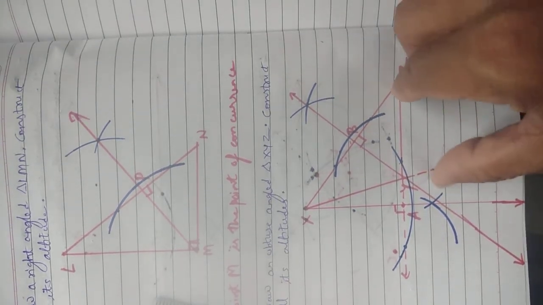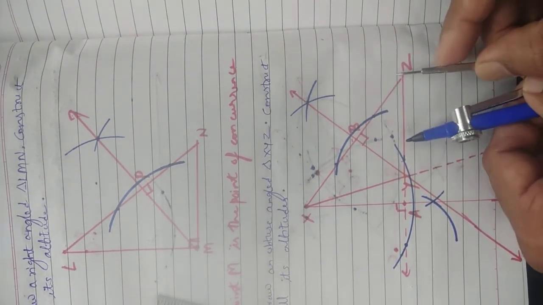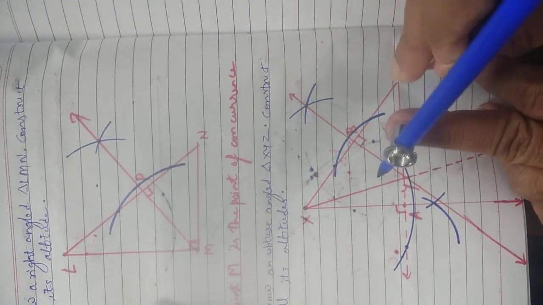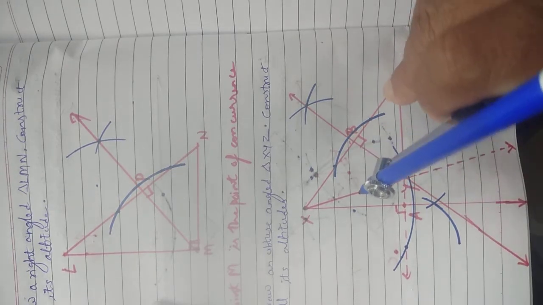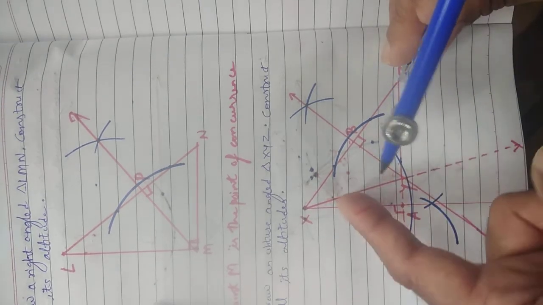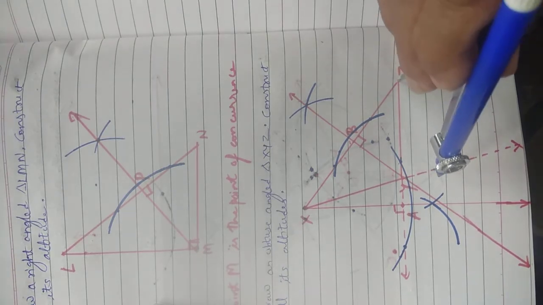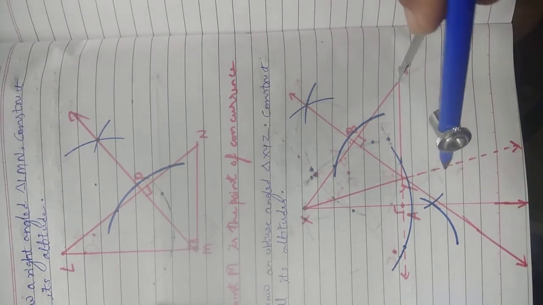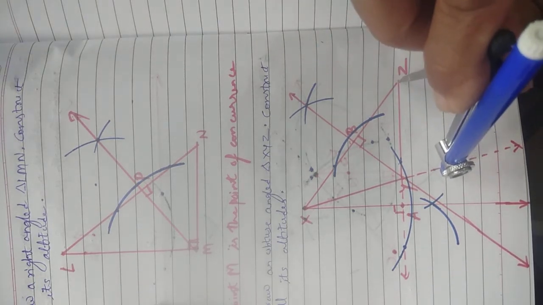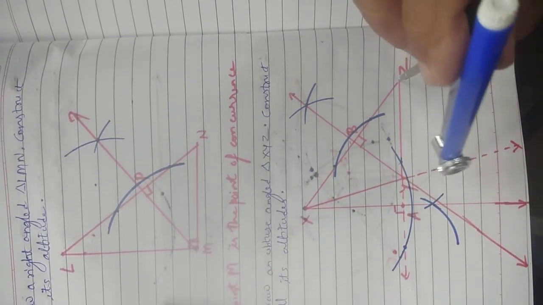So keep the rounder here and take the distance this way. Don't keep the rounder on Z, because many students, since the opposite side of Z is XY, take the rounder this way and try to draw an arc. This way the arc will be very big. That's why remember, don't go towards XY. You should go this way here, because the altitude will always be perpendicular to its opposite side. So take the distance this way. Hold the rounder at point Z and extend it towards this extended side XY. Here you will come. And now draw the arc.